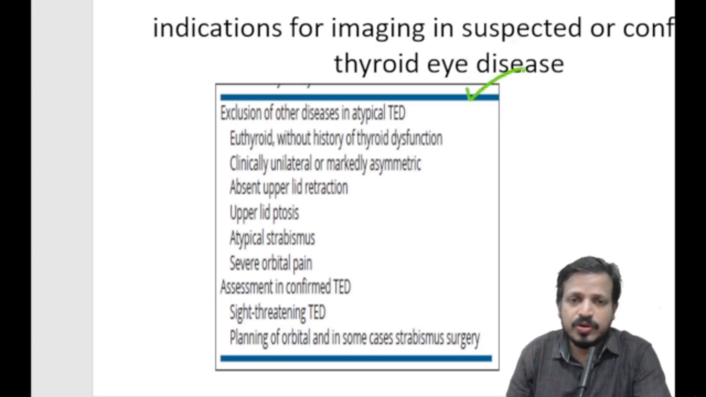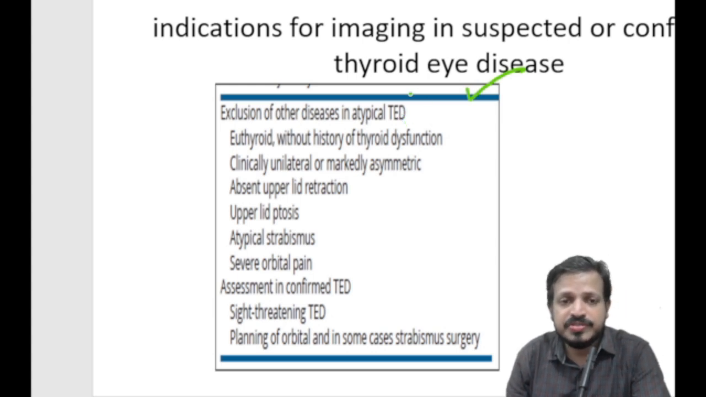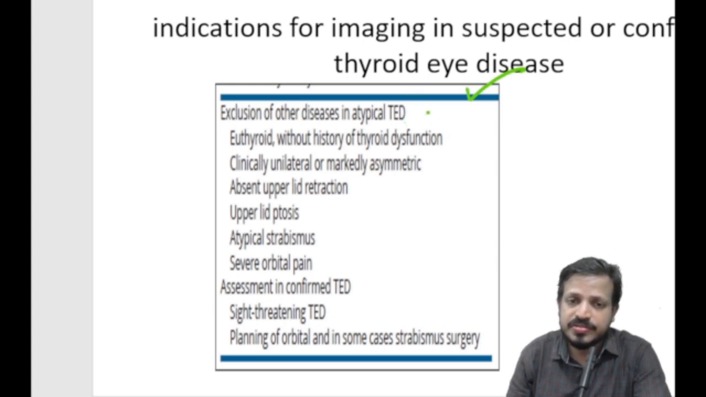What are the indications of imaging? We use imaging for exclusion of other diseases in atypical thyroid eye disease, like when the patient is euthyroid without any history of thyroid dysfunction, or has unilateral thyroid eye disease or markedly asymmetrical eye disease, and there is absent upper lid retraction, or upper lid ptosis is there, or atypical strabismus or severe orbital pain.